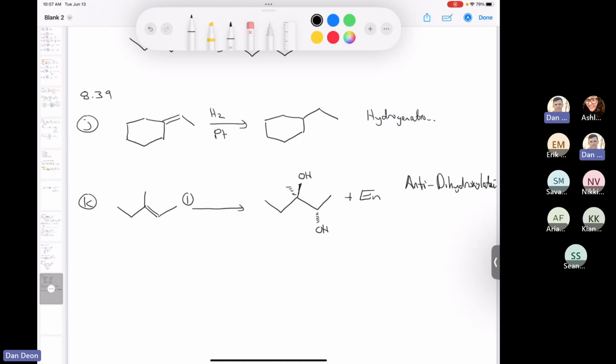Okay, so for that, we need a peroxy acid in the first step. And then in the second step, we treat that with H3O+. And that opens up the epoxide that we form.